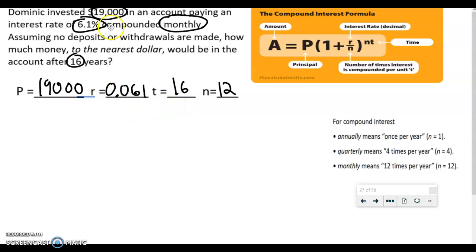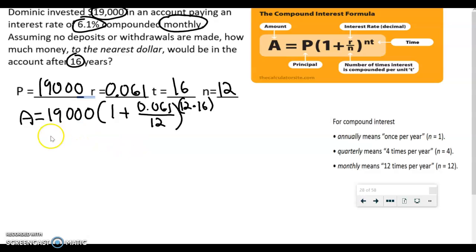Okay, so next what we want to do is plug all of these things into the formula. 19,000 in for P. The R goes here, it's 0.061. Make sure you convert that to a decimal, move it 2 places to the left. All right, we're going to plug in N, which is 12, here and here, N and N, and then 16 for time. That's going to be multiplied here. And when you type this in the calculator, make sure you put the part that's in parentheses in parentheses.